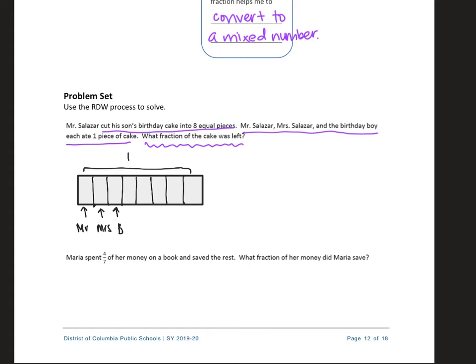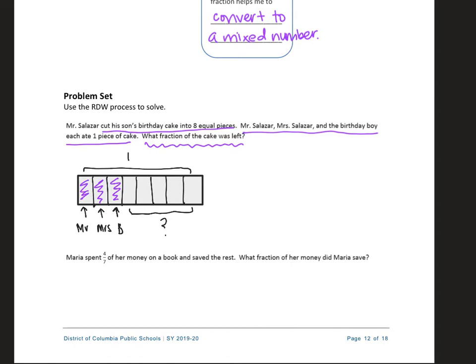We want to know what fraction of the cake was left. I know that Mr. Salazar ate a piece, I know that Mrs. Salazar ate a piece, and I know that the birthday boy ate a piece. So how many pieces of cake did we eat all together?